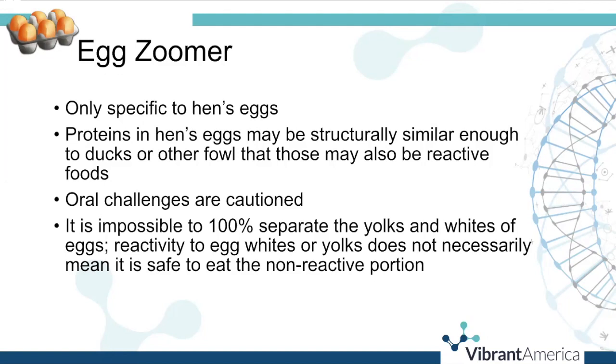Proteins in hen's eggs may be structurally similar enough to ducks and other fowl that those proteins could still be reactive when consuming those other eggs. So we really can't say for sure. As we discussed in Module 1, we talked about dairy because there's the question of, what if I'm sensitive to cow milk? Does that mean I'm also sensitive to goat milk? What if my patient says they feel okay when they drink goat milk?